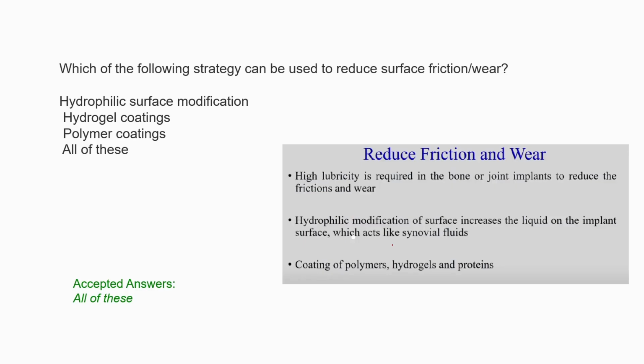So to reduce friction and wear, high lubricity is required. High lubricity is basically required in the bone or joint implants to reduce friction and wear. So hydrophilic modifications of surface increase the liquid on the implant surface, which acts like synovial fluids without just sticking to the surface and hindering movements. So it will just glide on the surface. Then we have coatings with polymers or hydrogels. These also act similarly. They provide a smooth surface for fluids like the synovial fluids to glide upon, and it will reduce friction and wear.